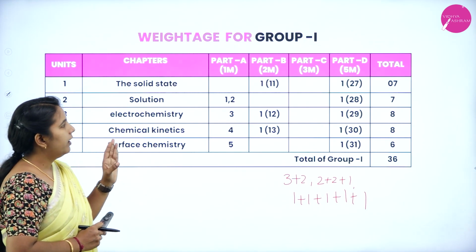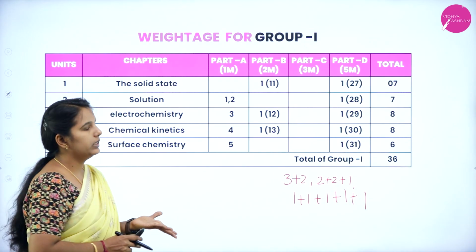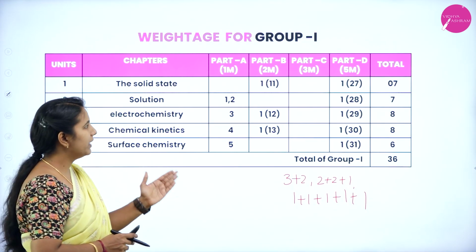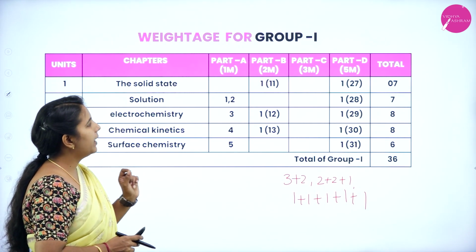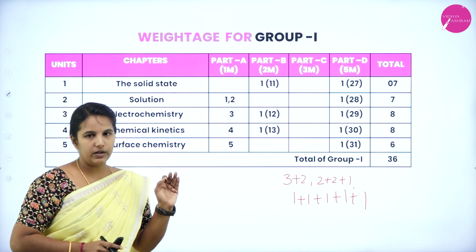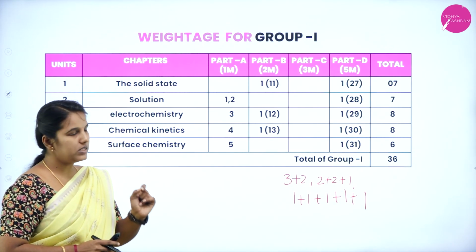Okay, and coming to the weightage, in the solid state there will be no 1 mark question at all. We can directly expect a 2 mark question, question number 11. And in Part D, question number 27 will come from this unit. And totally we can expect 7 marks from this unit.